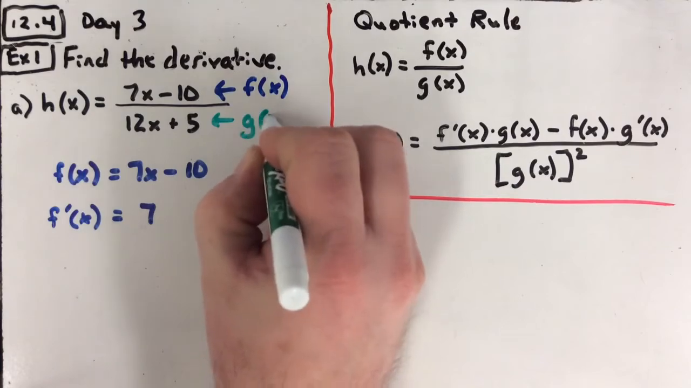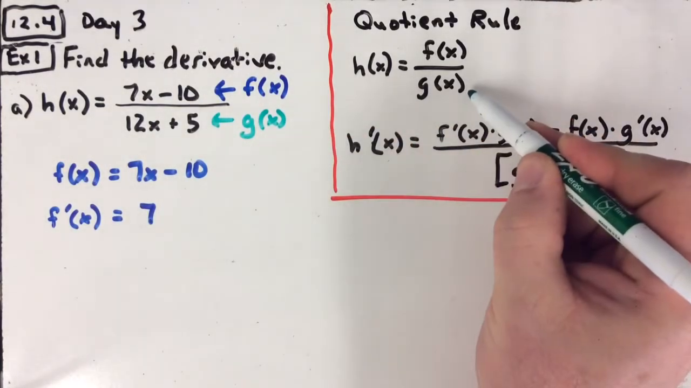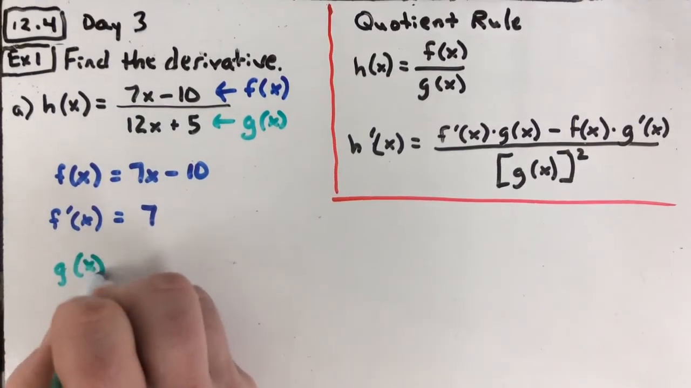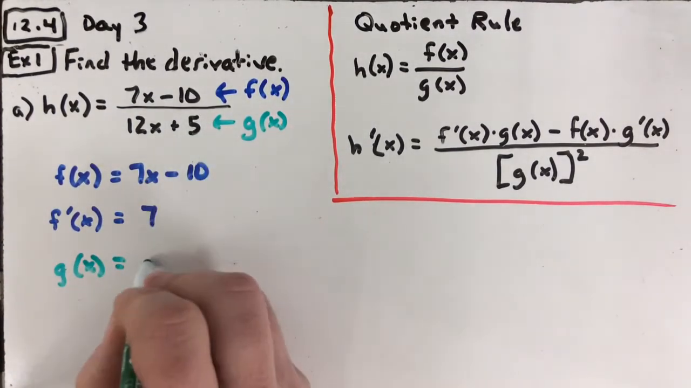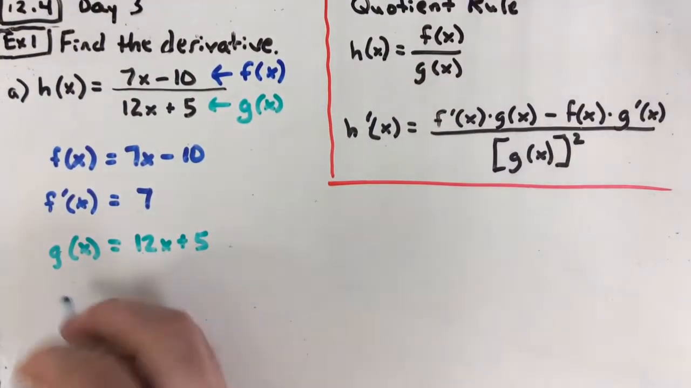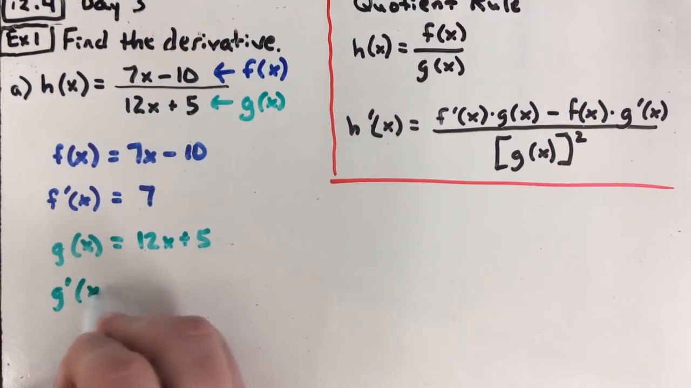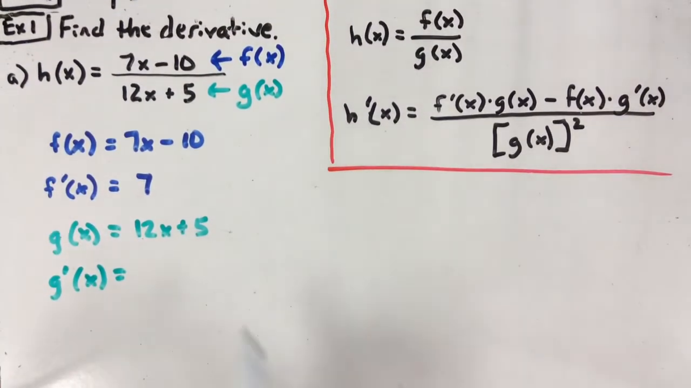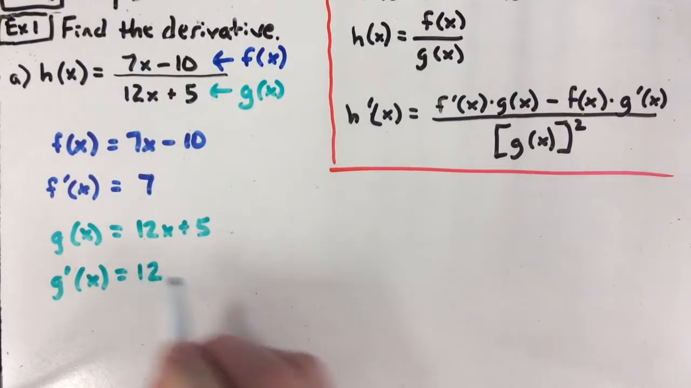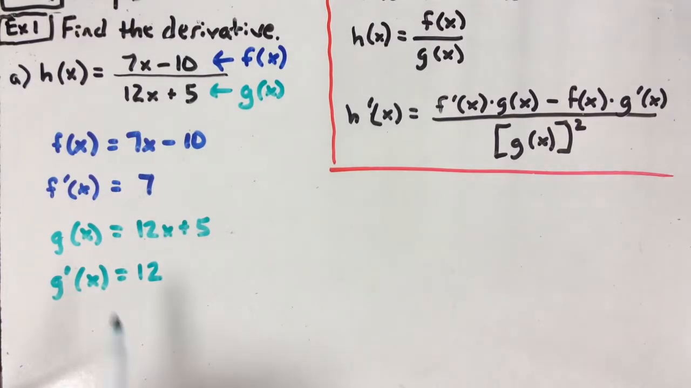The other 2 things are g, which is in the bottom of the original, and its derivative. So let me copy down g of x. That is equal to 12x plus 5. And then let me do its derivative using the day 1 shortcut, our power rule. The derivative of something with just an x to the first power in it is the coefficient, just the number in front, and the derivative of a constant is 0. So the derivative of function g, the derivative of 12x plus 5, is 12 plus 0, or just 12.